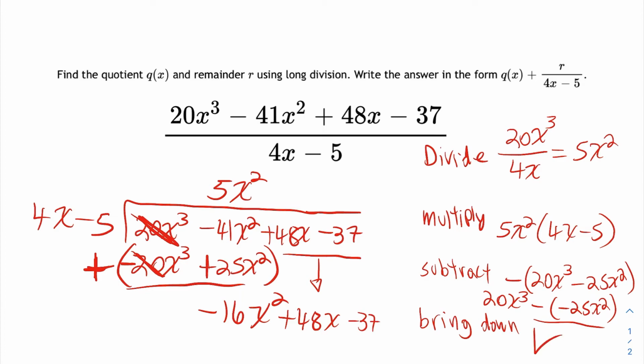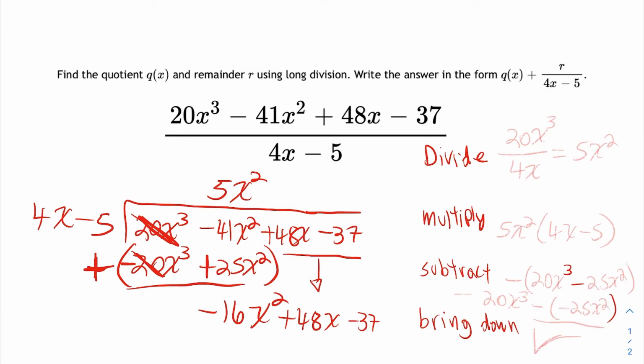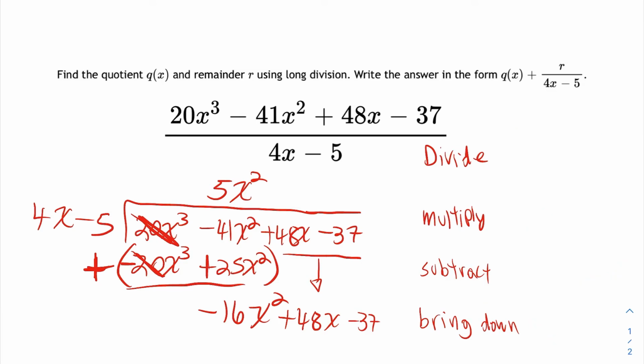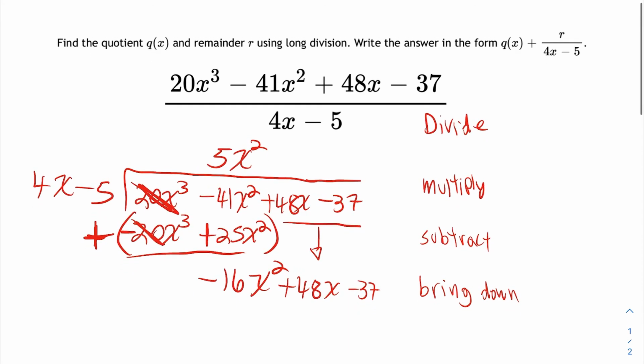So check the bring down step. Check. All right, now we're just going to start over with this new trinomial that we have. We're going to divide the leading terms. We're going to multiply by the divisor. We're going to subtract it from that trinomial, and then we're going to bring down whatever's left. So first we divide the leading terms, negative 16x squared and 4x. So negative 16x squared divided by 4x is actually negative 4x. That's the next term in the quotient, negative 4x. I put it up there above its like term.